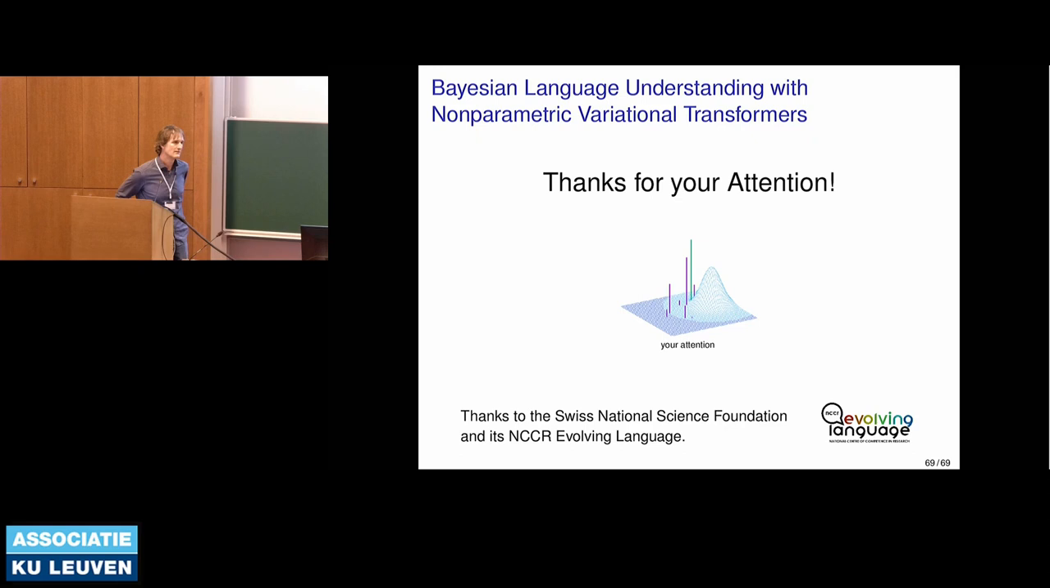I didn't understand the last bit of the question. Yeah, no, the question is quite simple. What is the effect on disentanglement? Disentanglement. Yeah, if we combine NVIB with the transformer.